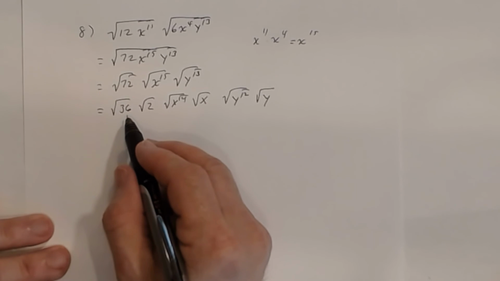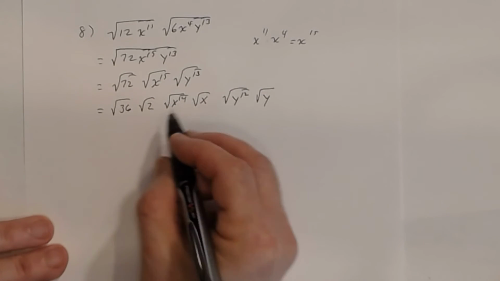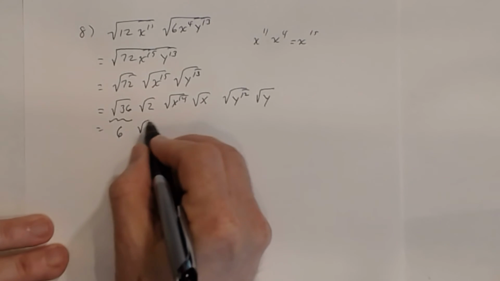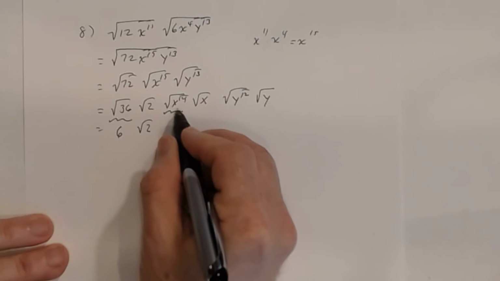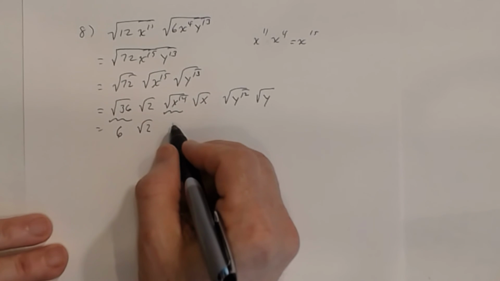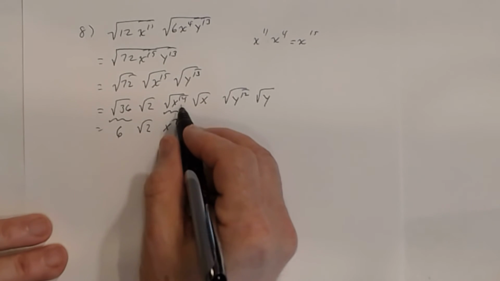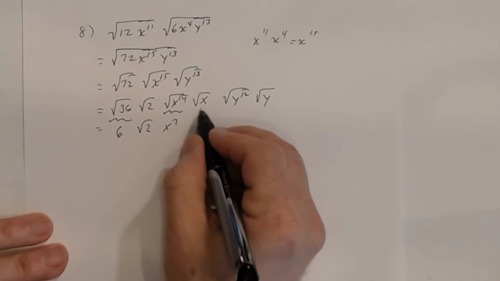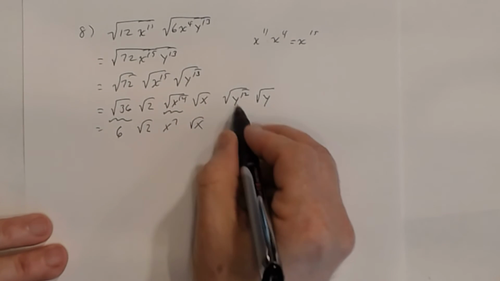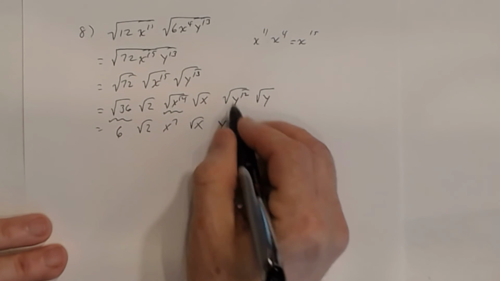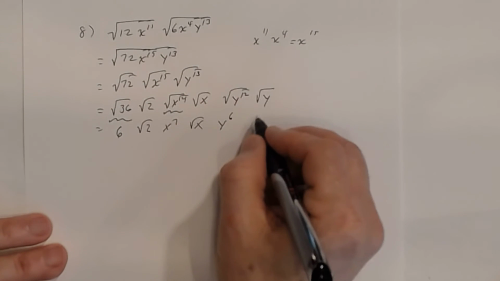So now let's simplify as much of this as I can. I know the square root of 36 is 6. I cannot simplify the square root of 2. I can simplify the square root of x to the 14th. That's just x to the 7th. 14 divided by 2 is 7. X to the 7th times itself is x to the 14th. I cannot simplify the square root of x. I'm going to rewrite it. I can simplify the square root of y to the 12th. That's y to the 6th. 12 divided by 2 is 6. And I cannot simplify the square root of y.